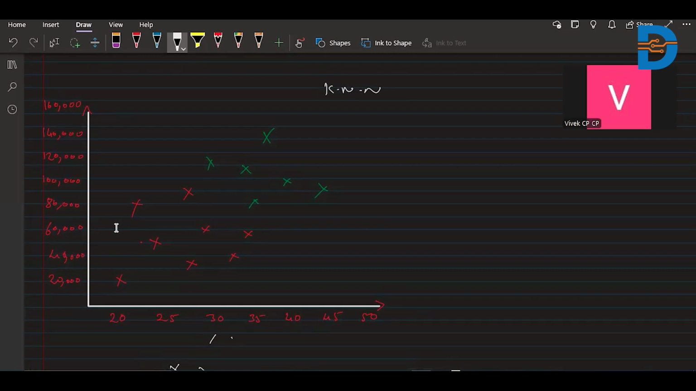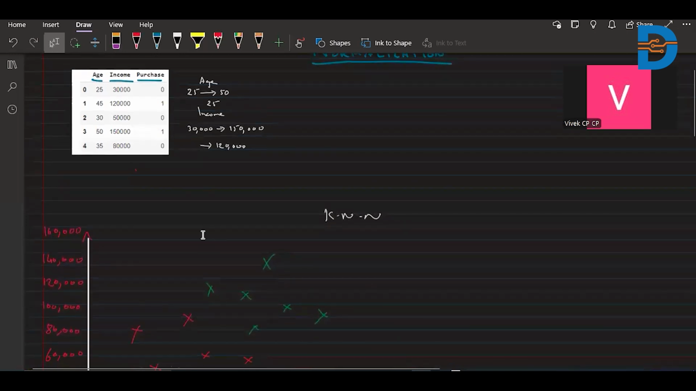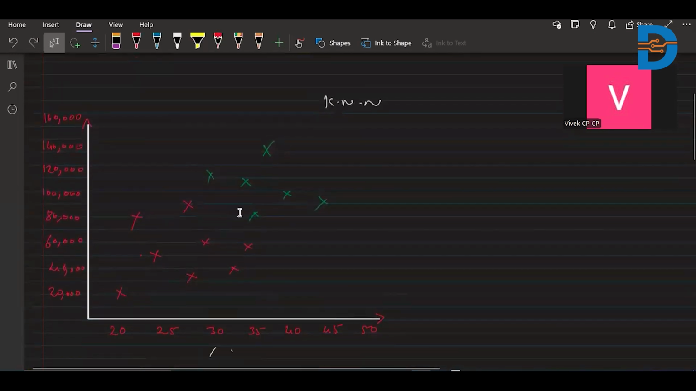Consider each of them to be a different person of interest. The red crosses are the ones who did not make the purchase, that is the 0 over here, and the green ones are the ones who made the purchase. This is my existing historical data. If I get a new customer in my customer database who is about 31 years old and earning somewhere around 80,000, whether rupees or dollars.